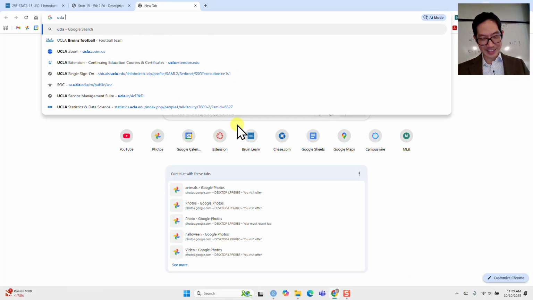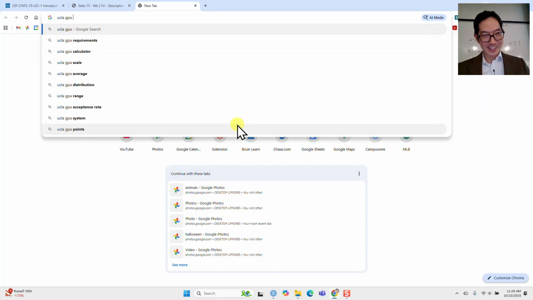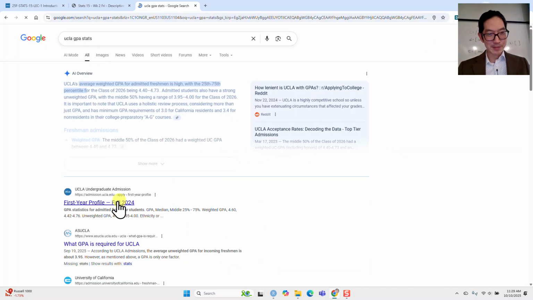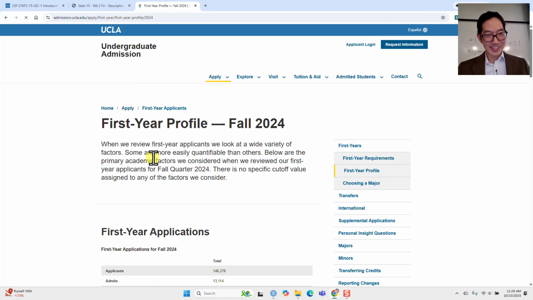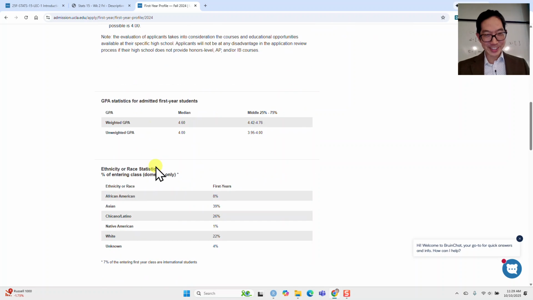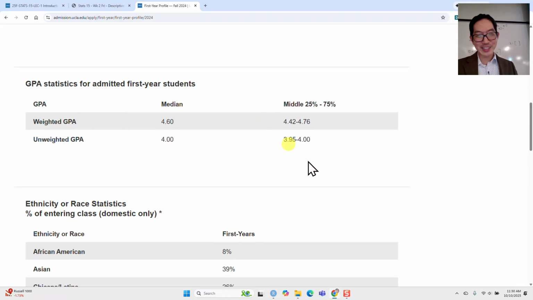UCLA GPA. What do I look up? Requirements? No. GPA statistics? Sure. GPA stats. First year. Okay. Middle 25%. It's even worse than I thought. 4.42? What? Oh my gosh. Okay. 4.42 to 4.76. The unweighted is 3.95. Wow.